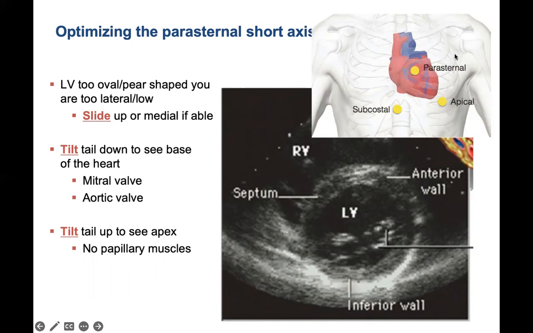We can also tilt our probe in the short axis view, and that will allow us to see different pictures of the heart. We'll talk about that in our next lecture, which is the extended exam. But you can tilt through to look at the mitral valve and the aortic valve. And you can tilt also to look at the apex where you don't see the papillary muscles. And when you tilt, you're looking at different cuts through that short axis view of the left ventricle and the heart.